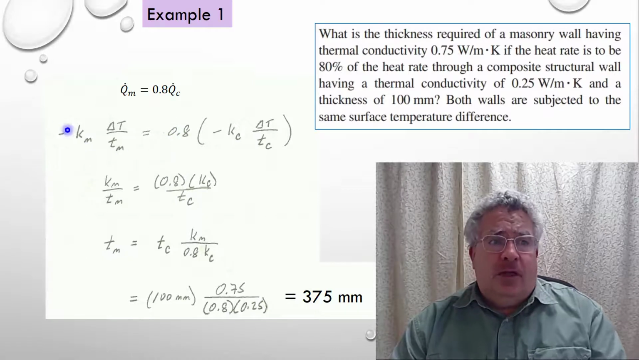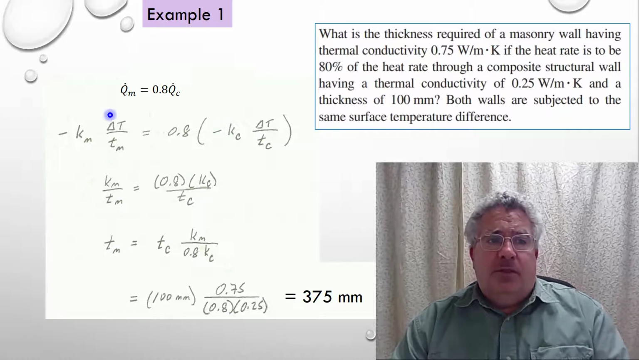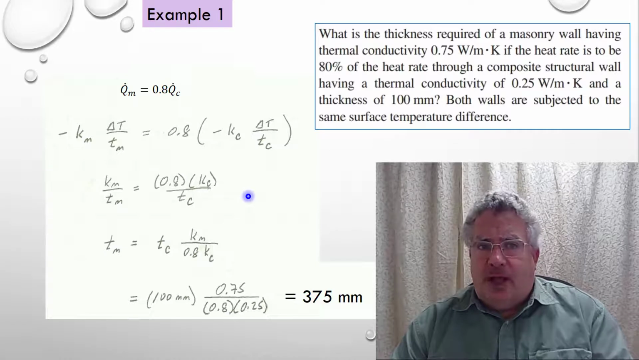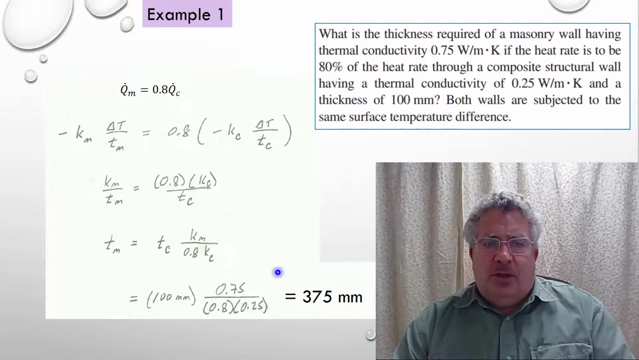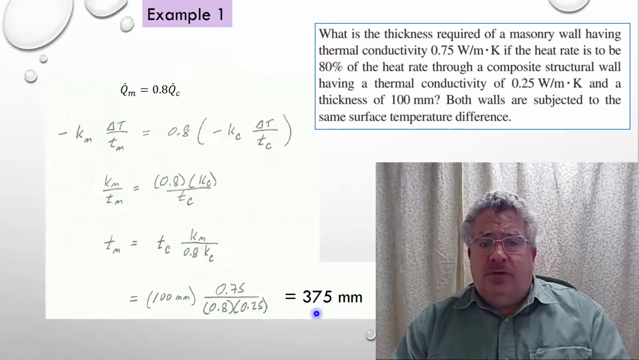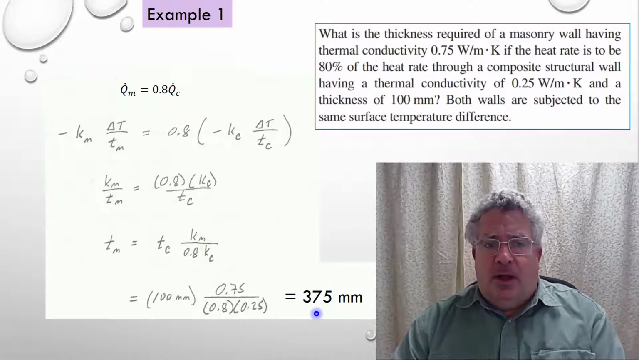So in this case, the negative signs cancel out. The delta T's cancel out. So what we're left with is a bit of algebra to do, and we find that the required thickness for the masonry wall is 375 millimeters, such that they both have the same heat transfer rate.